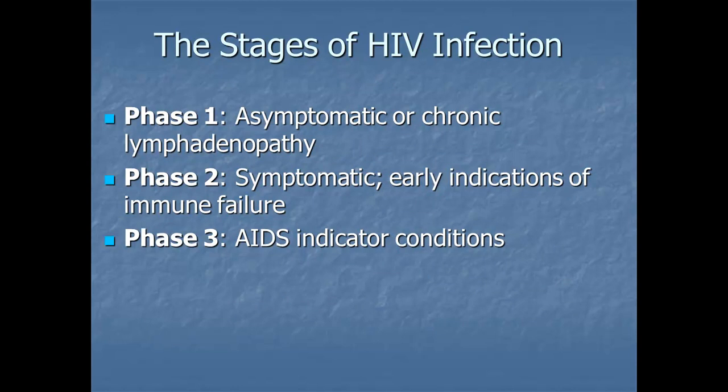There are 3 stages of HIV infection: phase 1, phase 2, and phase 3. Phase 1 is asymptomatic or chronic lymphadenopathy. Phase 2 is symptomatic, where you have early indications of immune failure. And then phase 3 is when you have full-blown AIDS, so AIDS indicator conditions.